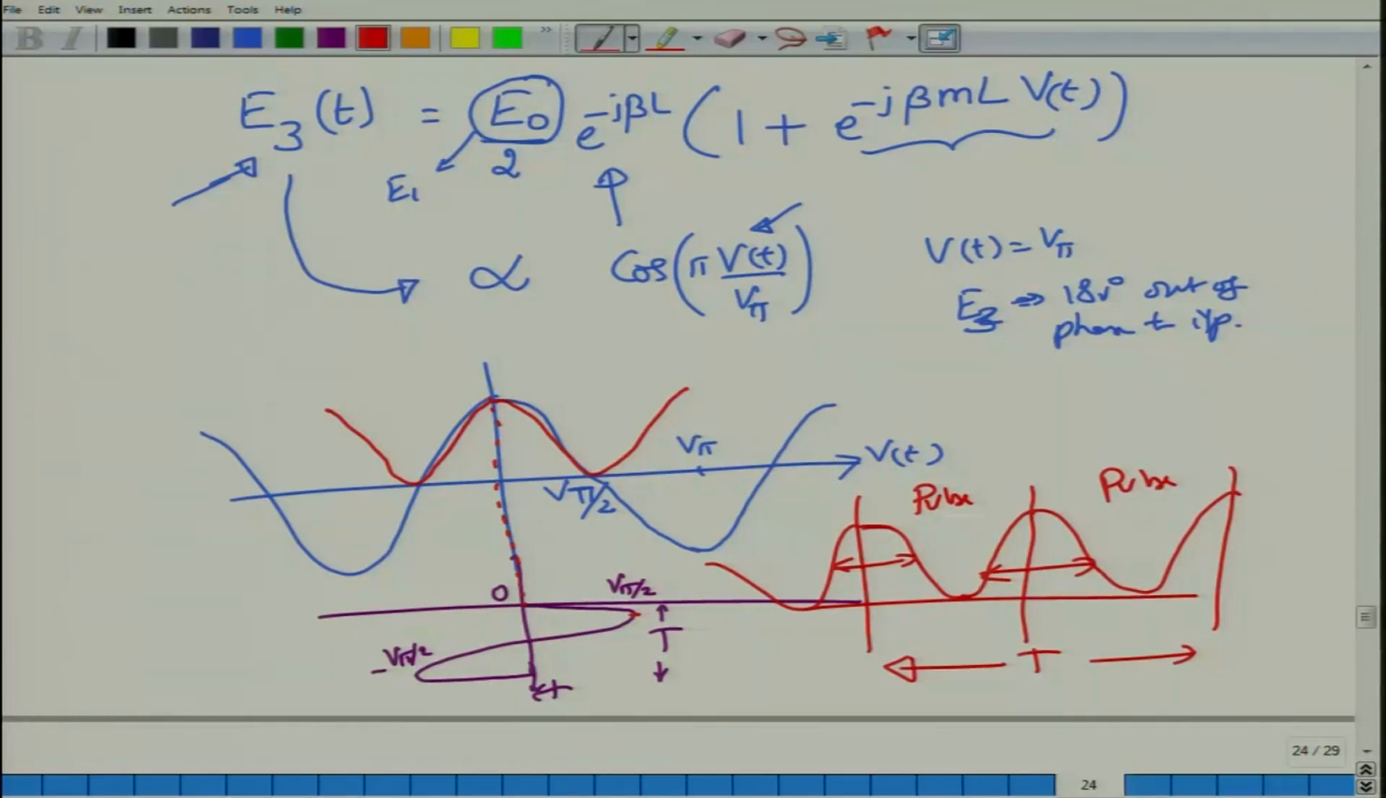So if you want to generate optical pulses at say 10 giga pulses per second, it is necessary to modulate your Mach-Zehnder interferometric modulator at 5 gigahertz.